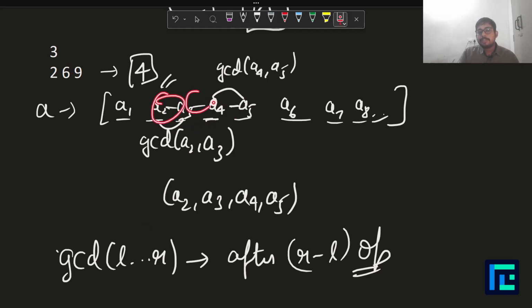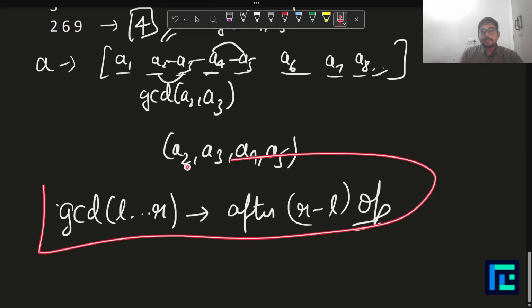Finally, you would have to break all these 3 connections in order to get the GCD of this whole range. So intuitively, you can get an idea that to get the GCD of a range of size x, you would require at least x minus 1 operations.